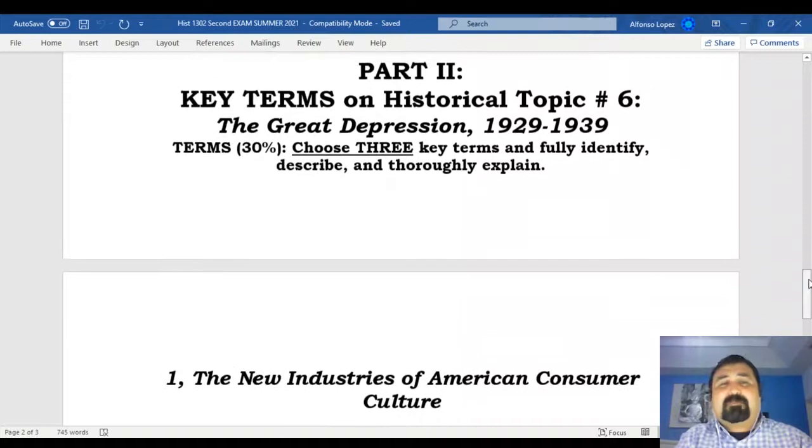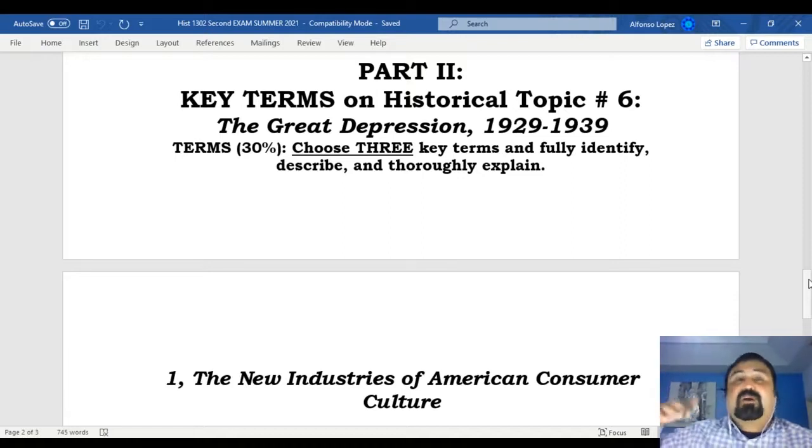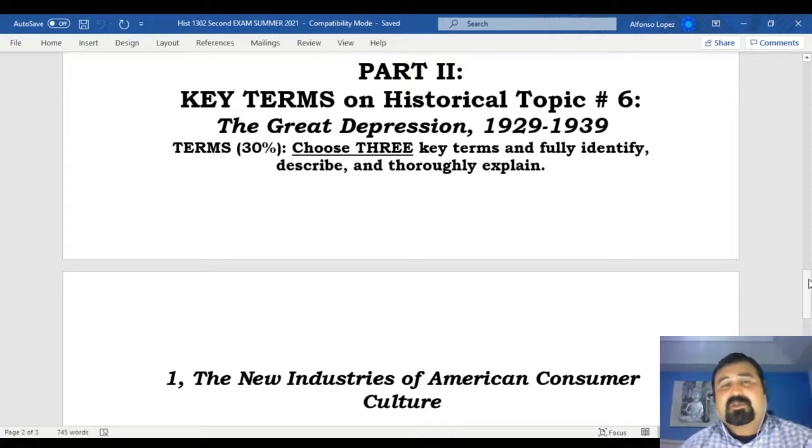Now, there's also going to be a part two. Part two of the second exam is going to be the key term section, and the key term section is going to be based exclusively on topic number 6. So if there's one topic that no one can do without, it is topic number 6 on the Great Depression. Everybody must do topic number 6. It is only topics number 4 and 5 that are optional, because you choose which one you want to do.